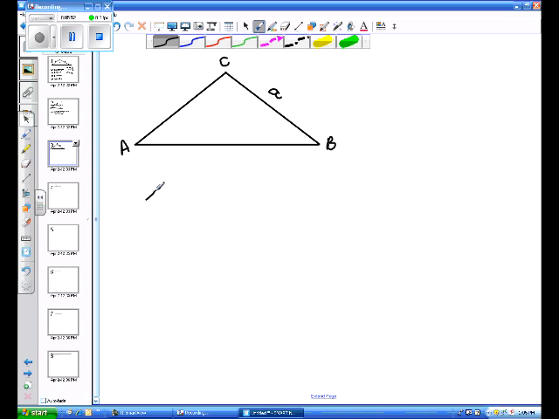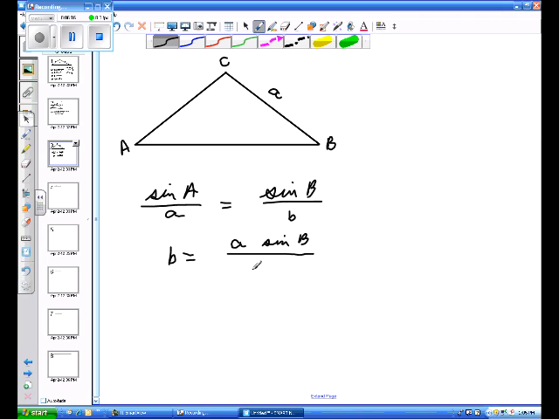So let's say that the sine of angle A is to side a, and it doesn't matter which one we find, let's say the sine of angle B is to side b. So we could find side b is equal to a sine B divided by the sine of A. So now we know side b. It's a sine B divided by sine A. So now we have two sides and the included angle.